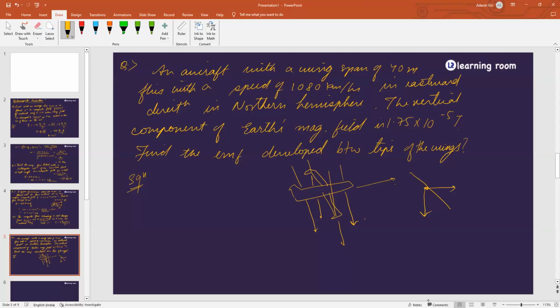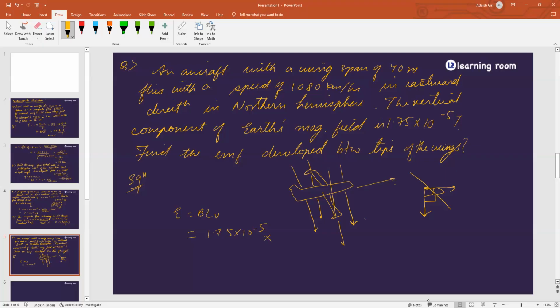So BLV, that is the EMF, and all of them should be perpendicular to each other, and they are, isn't it? So EMF will be equal to BLV, right? How much is the magnetic field generated? That is the vertical component of the magnetic field. If they would have given you the magnetic field, you will have to calculate the vertical component by taking the cos of angle theta or sine of angle theta, depending on what is given.